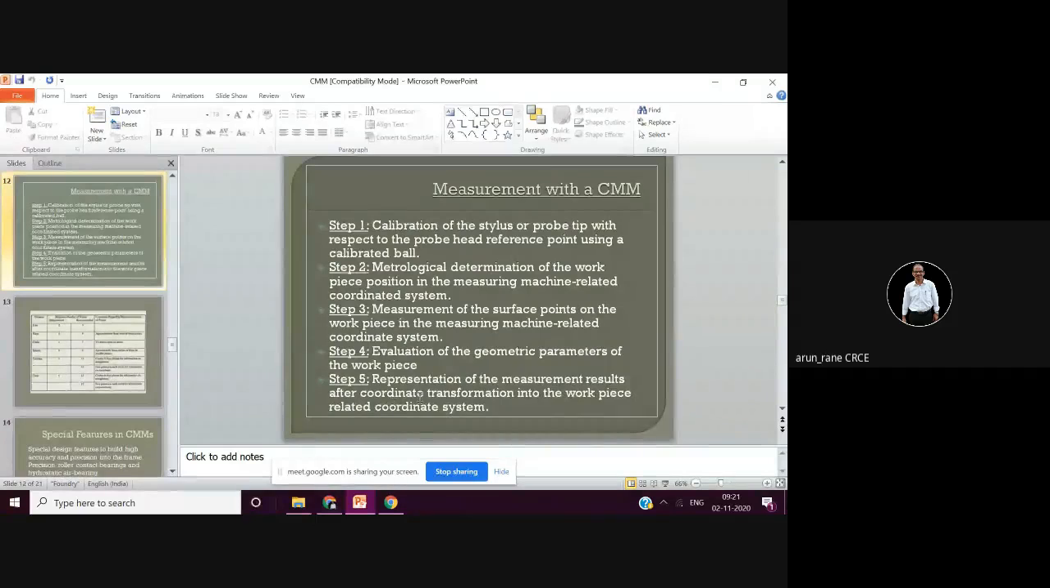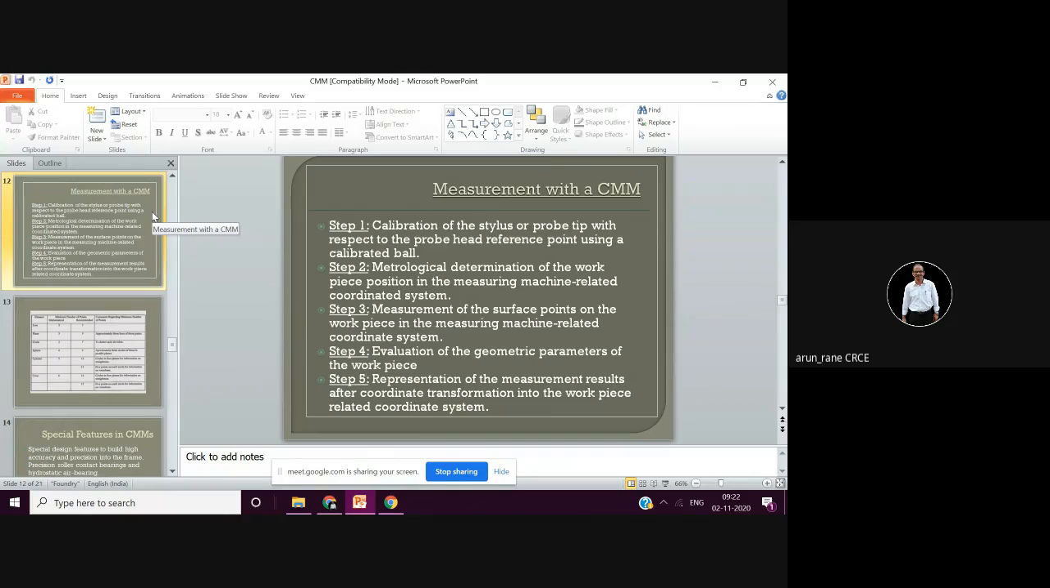There are a few steps in measurement with CMM, out of which the step which is important is only the calibration of the stylus or the probe. That is, you must know the diameter of the probe, how much it is. So depending upon the accuracy, you mention the probe diameter. Usually the probe diameters are as low as 1 mm and as high as 6 mm.